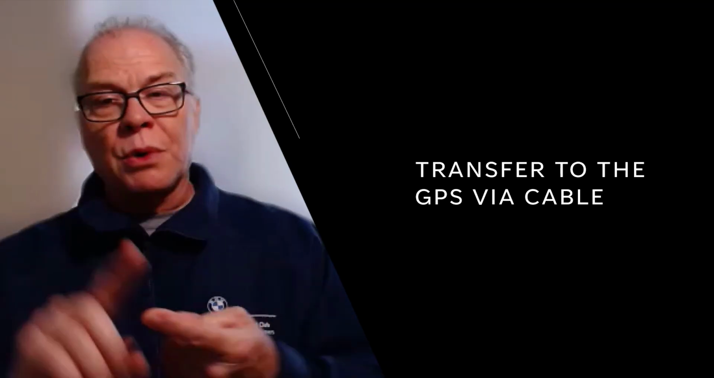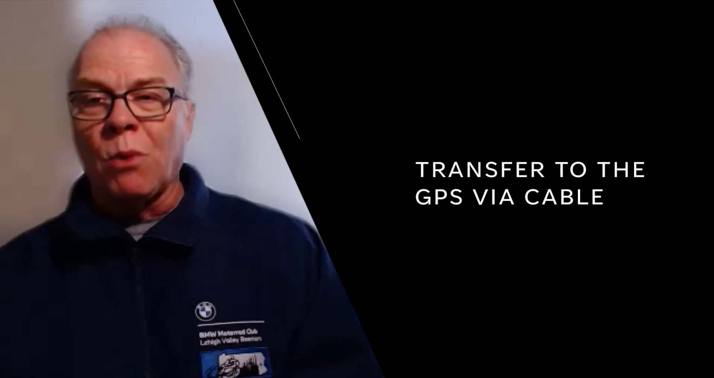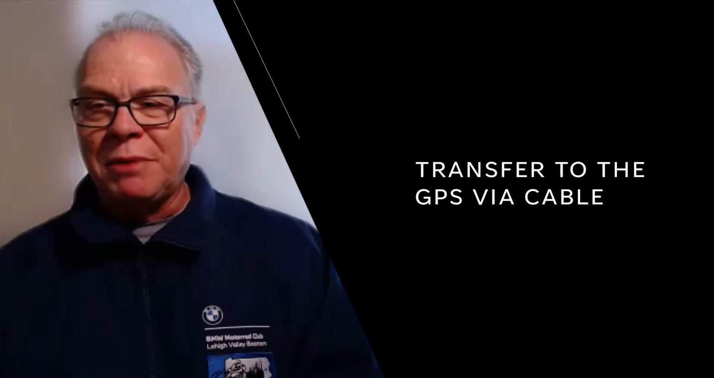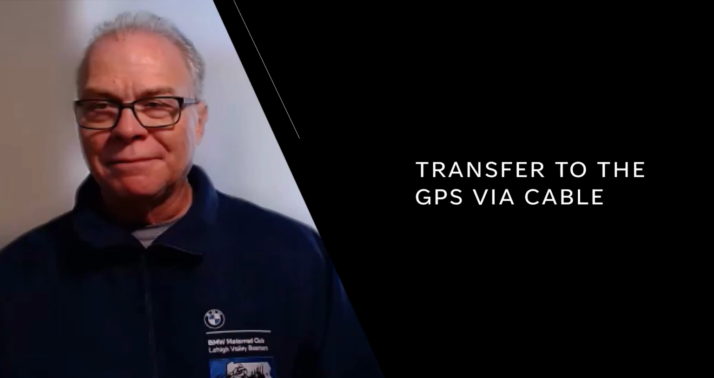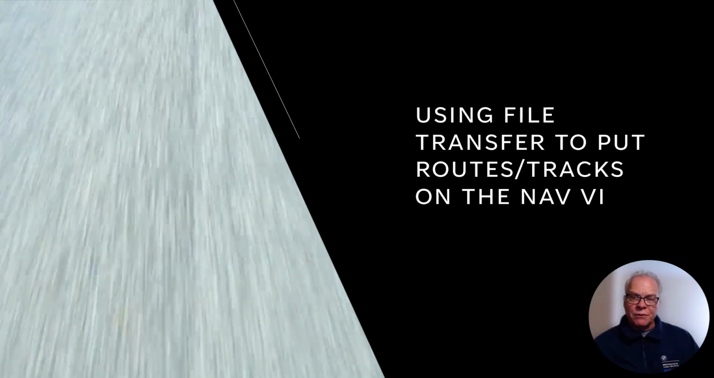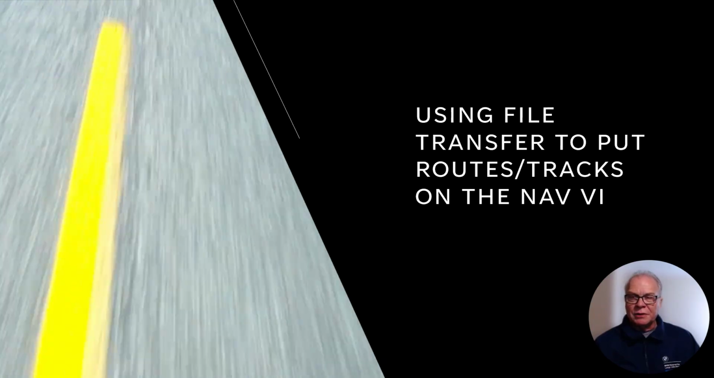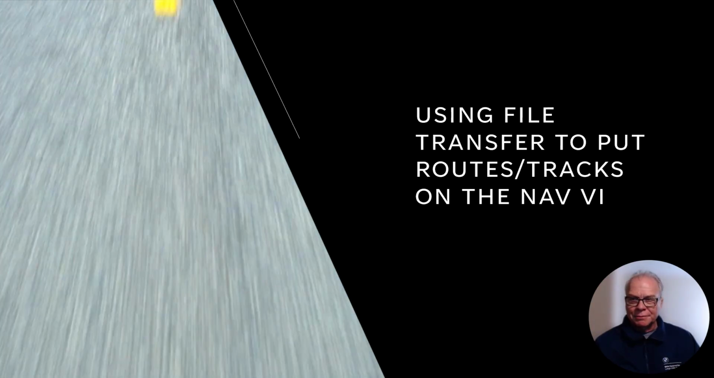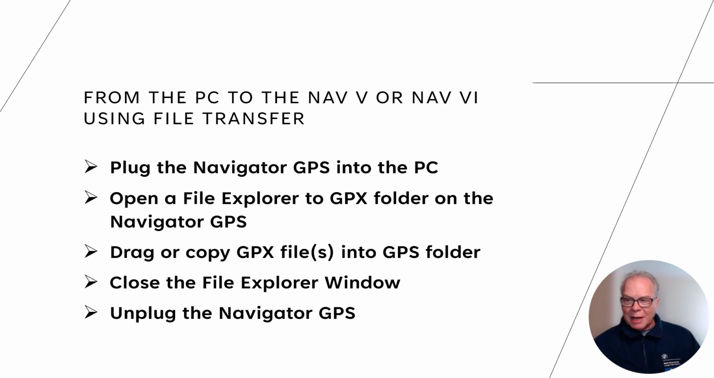Okay, we're going to use a route track GPX 1.1. Let's get it into the GPS device itself. First way we're going to do it is by transferring the file directly into the Navigators 5 or 6. These are the steps I'm going to show. Plug the Navigator into the PC, open a File Explorer to the GPX folder on the Navigator, drag or copy the GPX file into the Navigator's GPS folder, close the File Explorer window, and unplug the navigator.